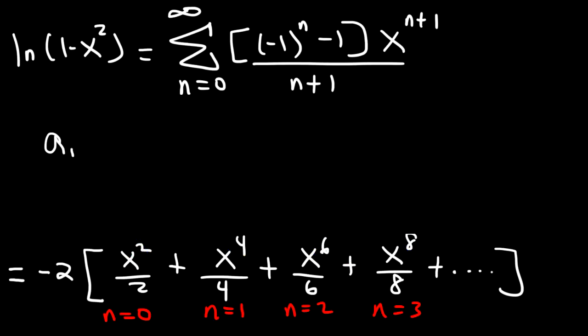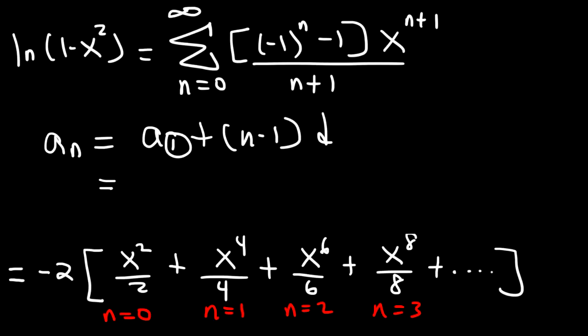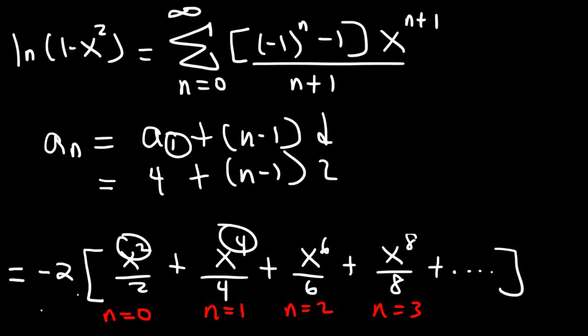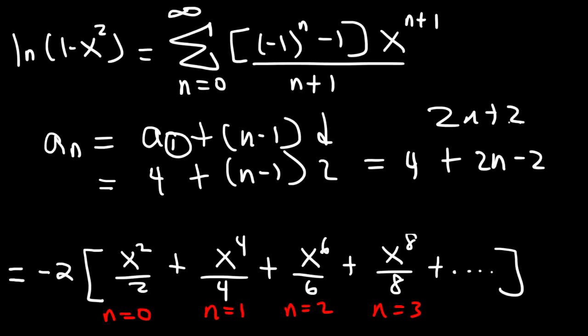We need to use this formula. A sub n is equal to a sub 1 plus n minus 1 times d. So when n is 1, we need to get an output of 4. So we're going to say a sub 1 is 4. And the common difference is 2. Each of these numbers differ by 2. And so this is going to be 4 plus 2n minus 2. 4 plus negative 2 is 2, so we're going to get 2n plus 2.